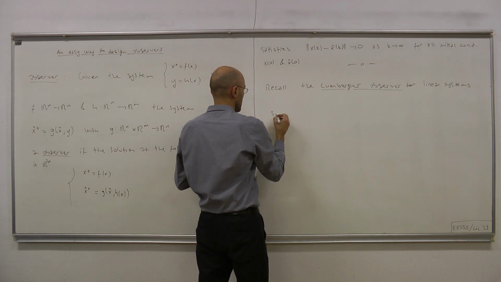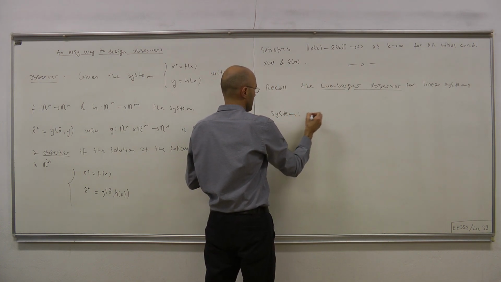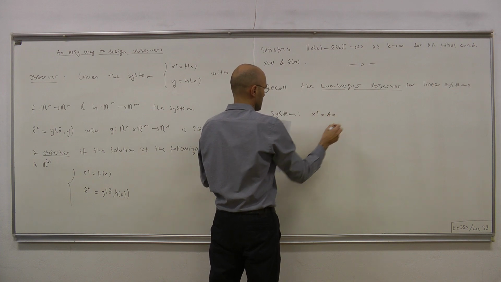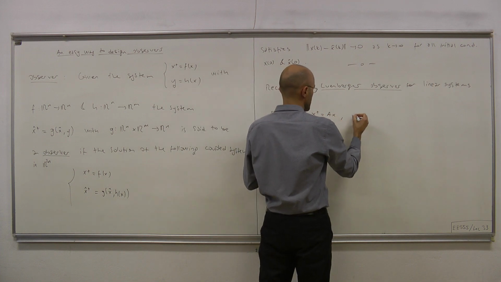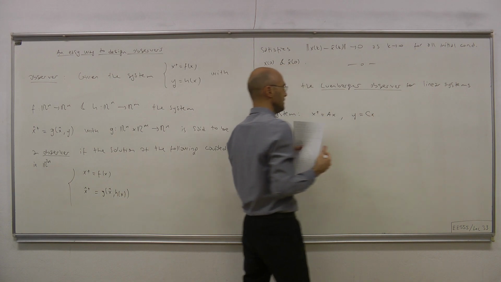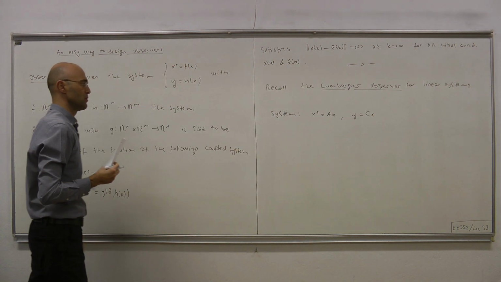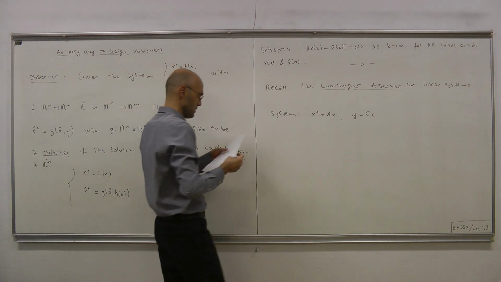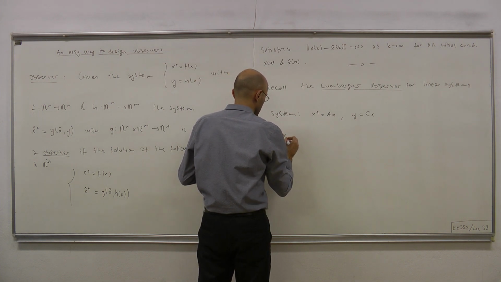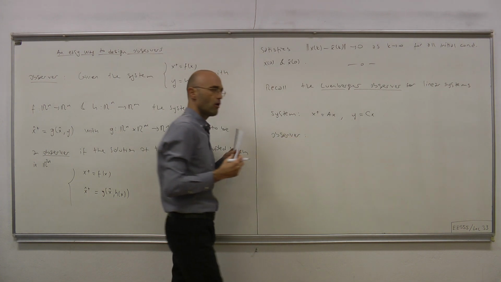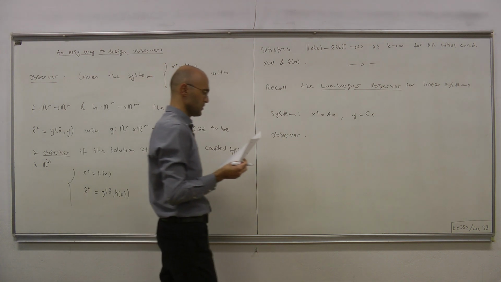Okay, so we have the system x plus equals Ax, and the output or the measurement is a linear function of the state, y equals Cx. And for this system, we use the following topology for our observer system.